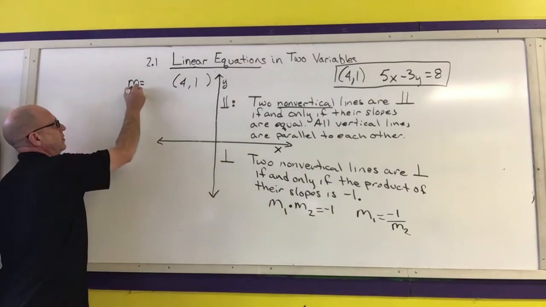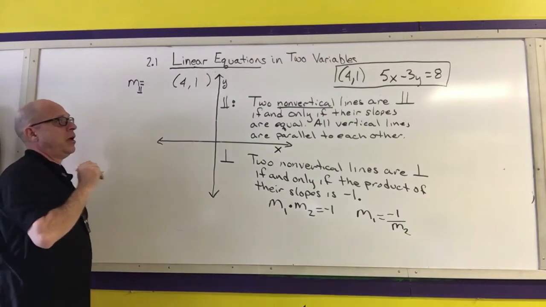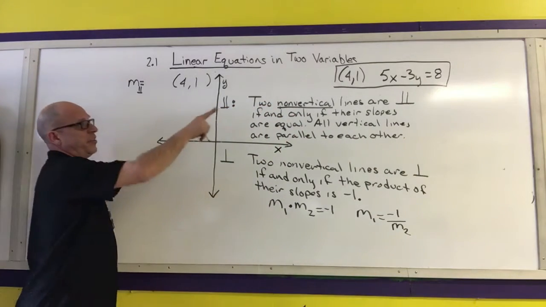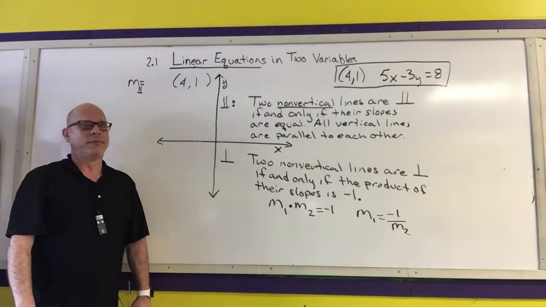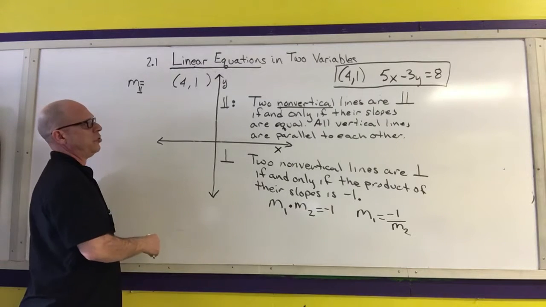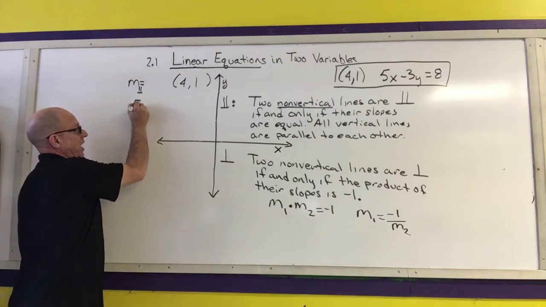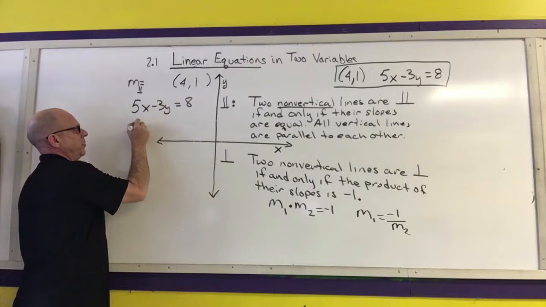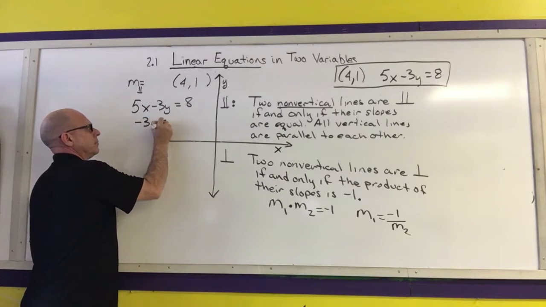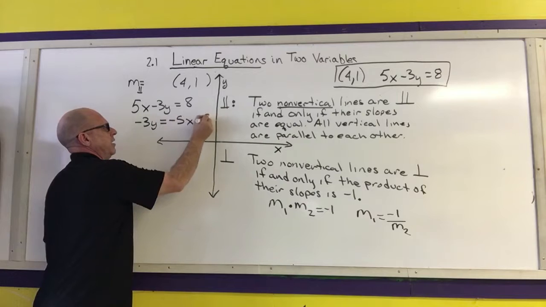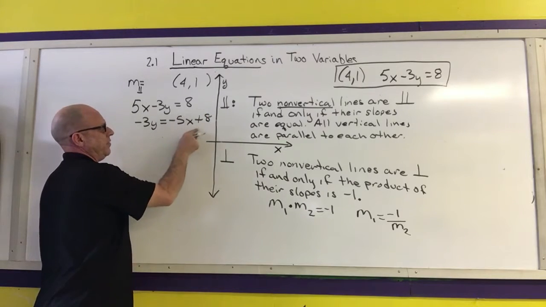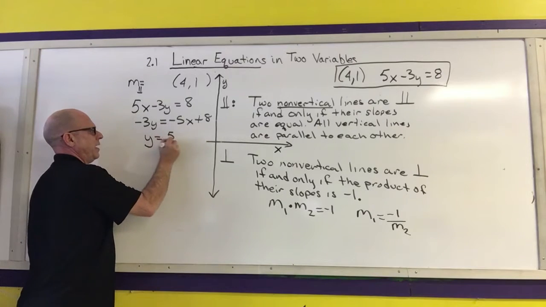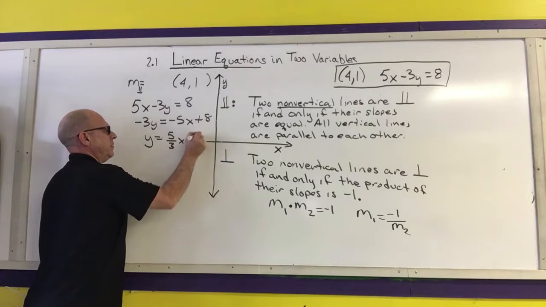So in order to write my parallel slope, I actually need to rearrange this equation and figure out what its slope is. So I'm going to solve that equation for y, put it into slope-intercept form, and read the slope directly off of the equation. So I get 5x minus 3y equals 8. Subtract the 5x from both sides. So that's negative 3y equals negative 5x plus 8, and divide both sides by negative 3, and I get y equals a positive 5/3 x minus 8/3.